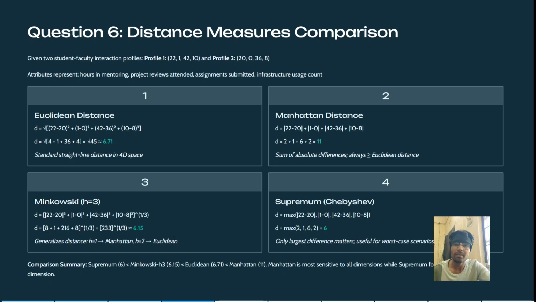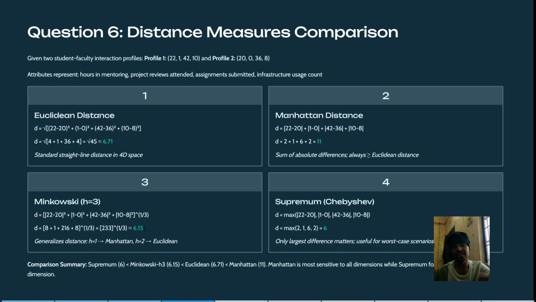So part C, Minkowski distance with h equal to 3. The Minkowski distance is a generalization. When h equals 1, we get Manhattan distance. When h equals 2, we get Euclidean distance. As h approaches infinity, we get the supremum distance. For h equals 3, the formula is to take the sum of the absolute differences raised to the power of 3, then take the cube root.